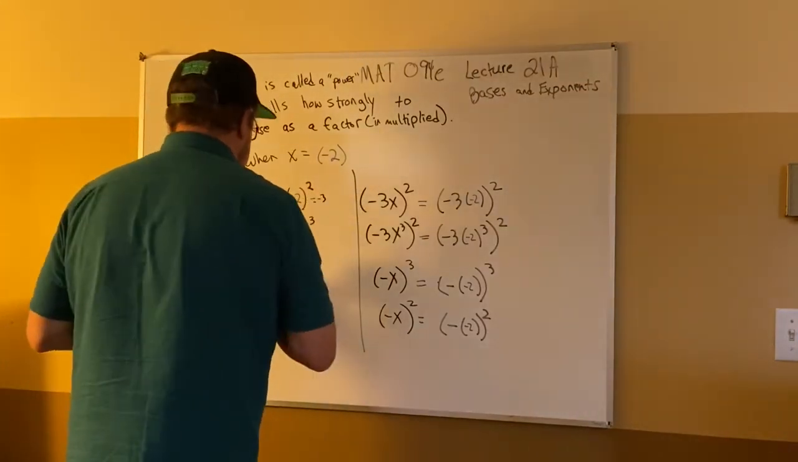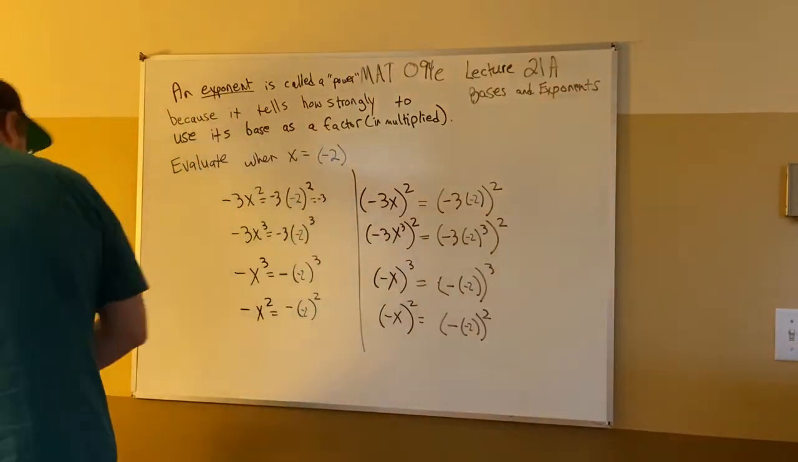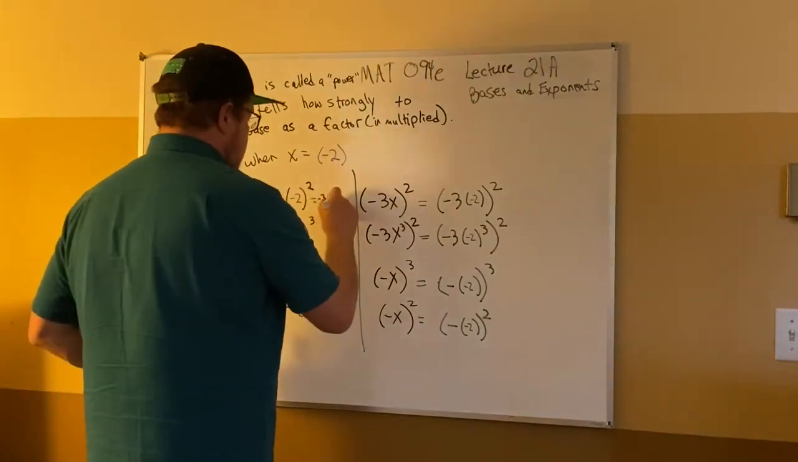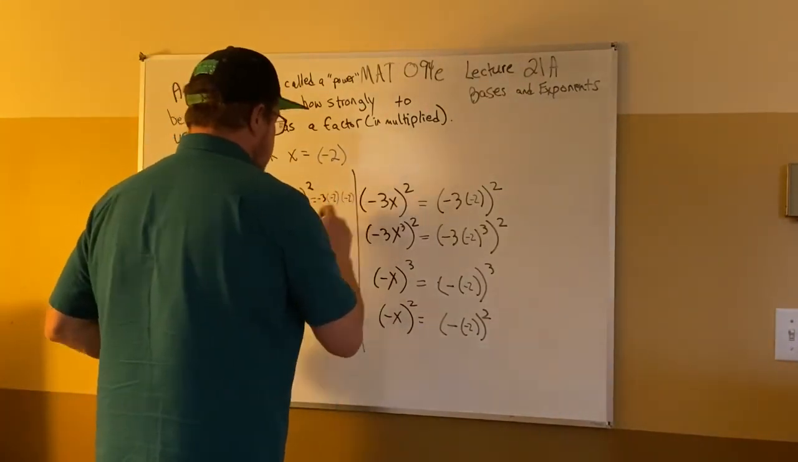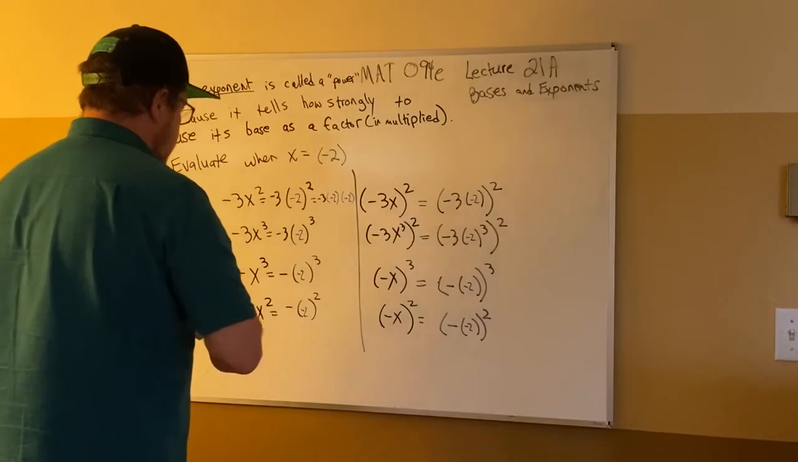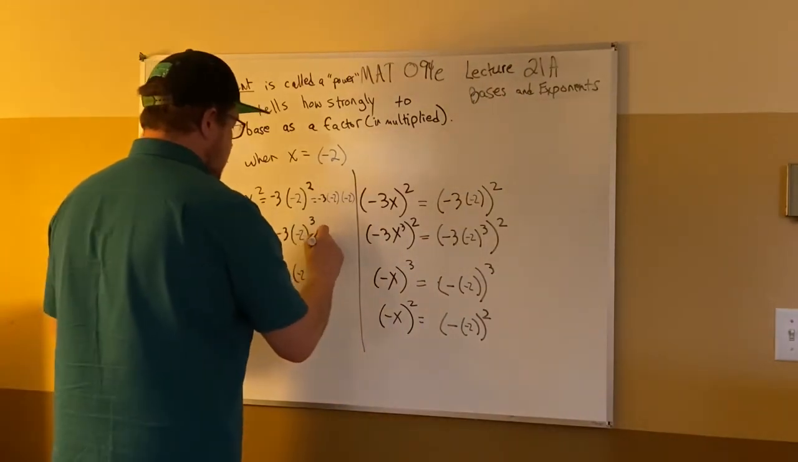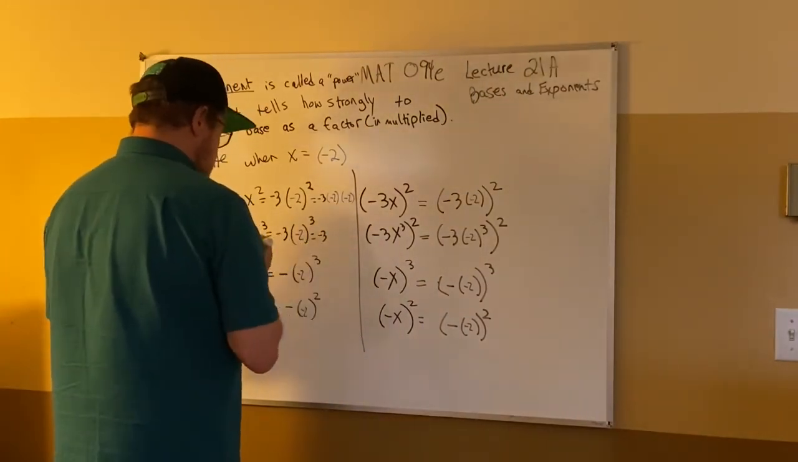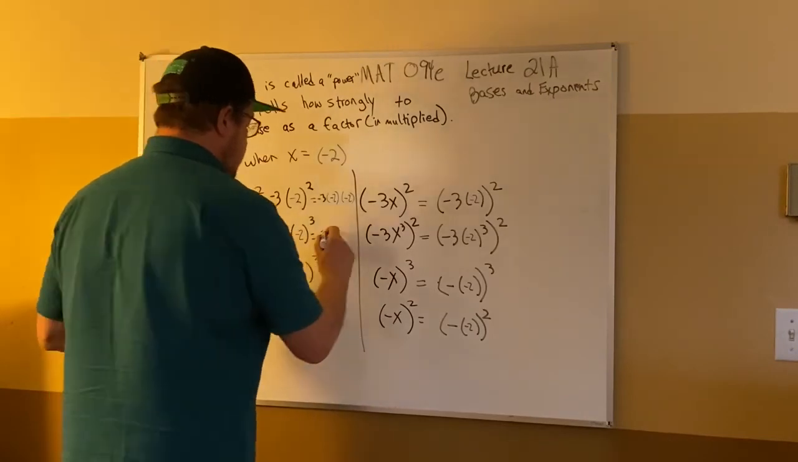Negative 3 times negative 2 times negative 2. You get a value for that. This is negative 3, and then I have 3 of the negative 2's.